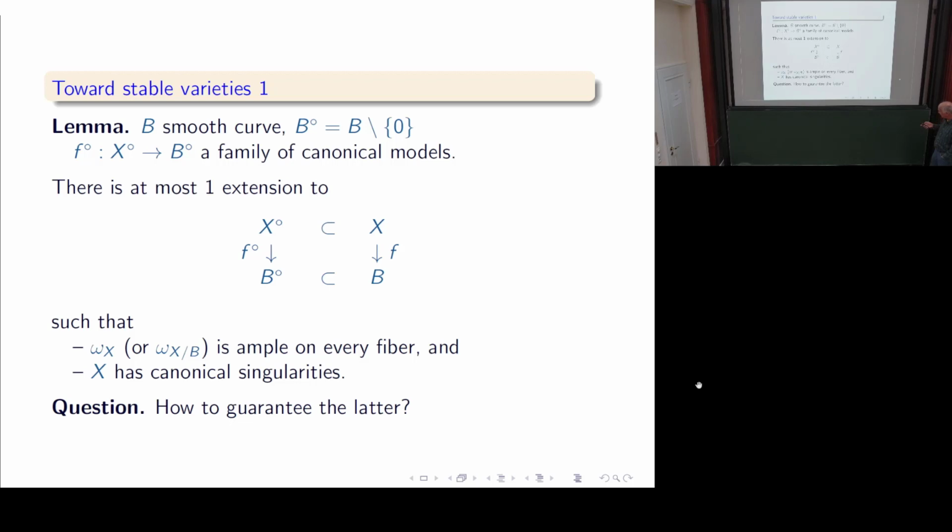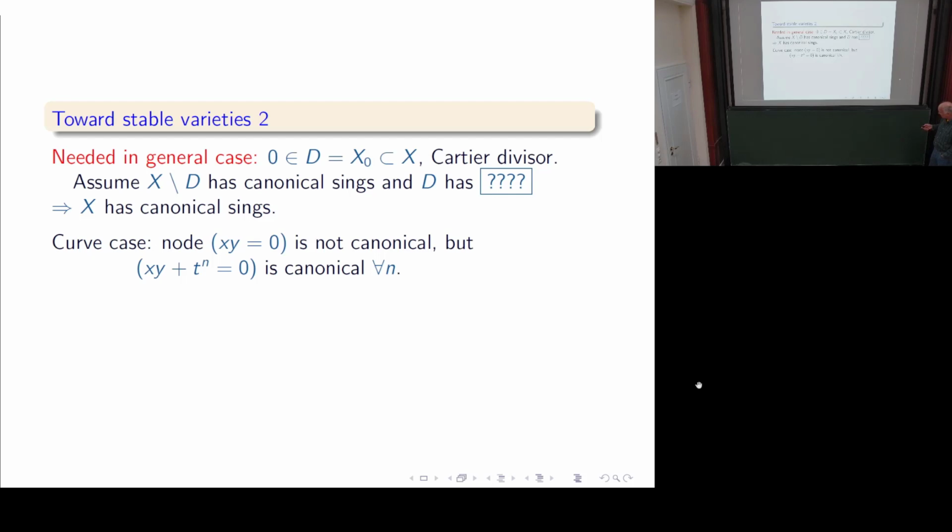And so what do we need? So maybe here we should start with this one first. The node xy equals 0 is not canonical, but every time you take a deformation of it, then it's an A_{n-1} singularity, and these are canonical. So basically I am looking for an analog of this.